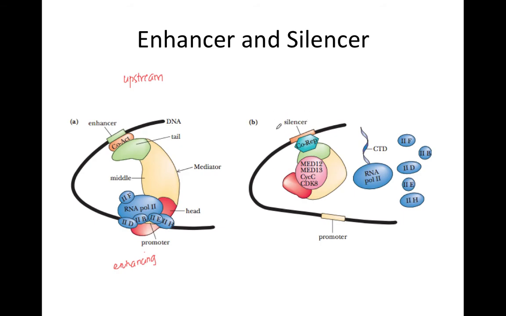On the other hand, if you have a silencer, the silencer is recognized by these proteins here, and when these proteins bind, due to steric hindrance, they prevent the binding of the transcription factors. If your transcription factors are not able to bind, then transcription will not happen.